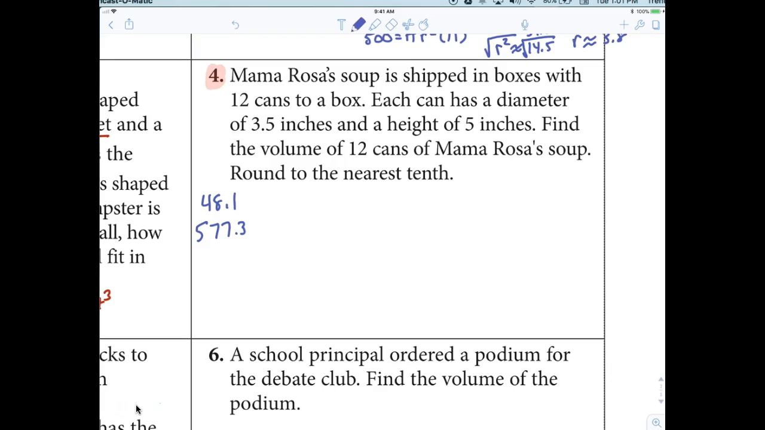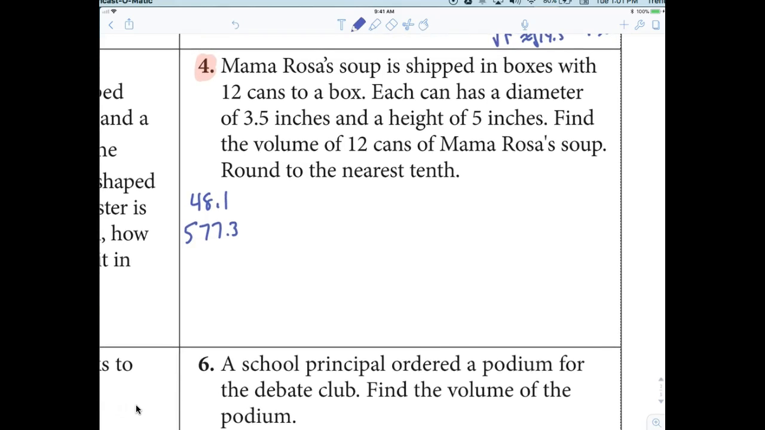Oh, do you have to do that times 12? Of the cans. All right, it says find the volume of 12 cans. Oh, so then you have to... Oh, that's what I did. Oh, I thought... So now, let's look. I'm not saying who's right or who's wrong. All right, let's read and see what it says.